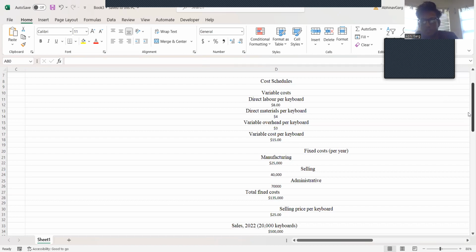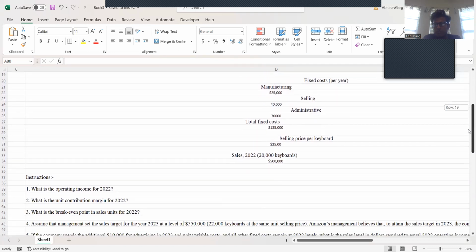Like variable cost is given. Direct labor per keyboard is $8. Direct material per keyboard is $4. Variable overhead per keyboard is $3. So the total variable cost per keyboard is $15. Now just write it or keep in mind that $15 per unit is our variable cost.